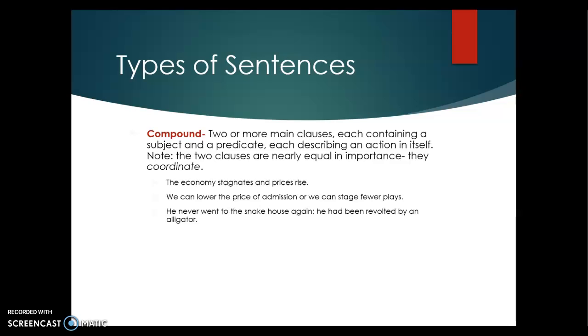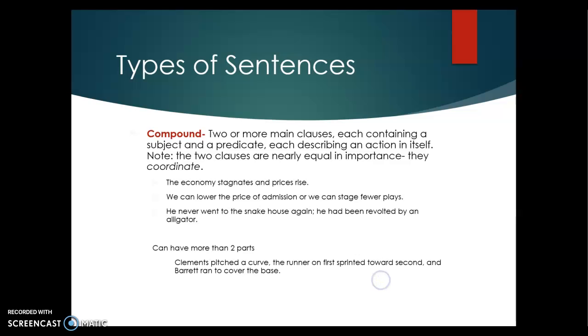He never went to the snake house again; he had been revolted by an alligator. So we've got a little bit different punctuation use here, but we still have main clause 1 preceding the semicolon, main clause 2 after the semicolon, each with its own subject and predicate. It's just a different punctuation here that's changing. Instead of a coordinating conjunction, we have the semicolon.